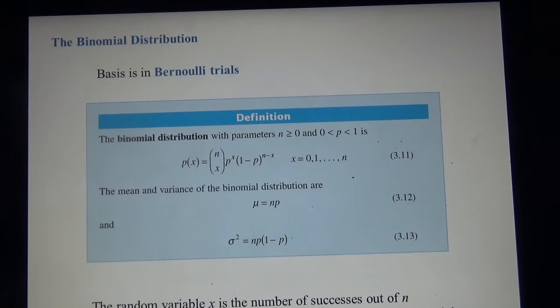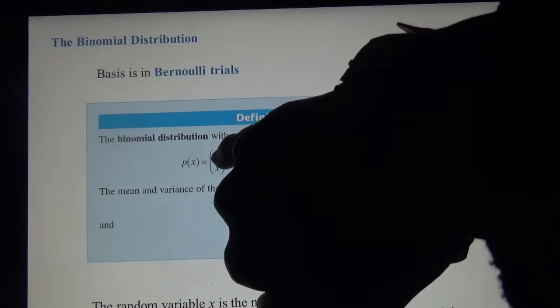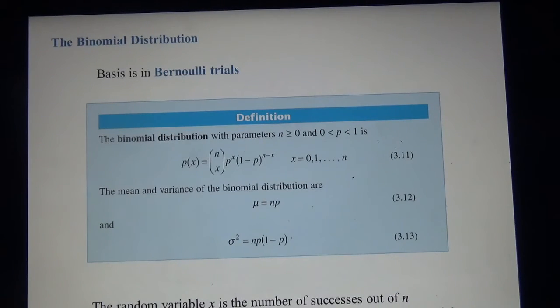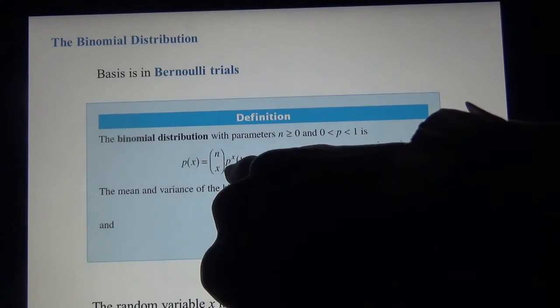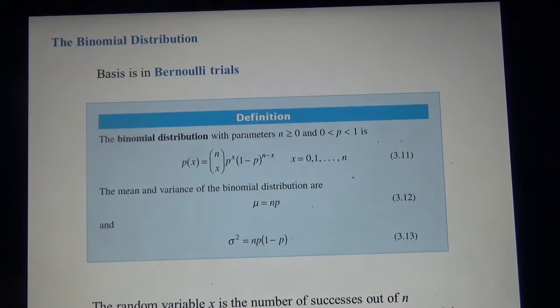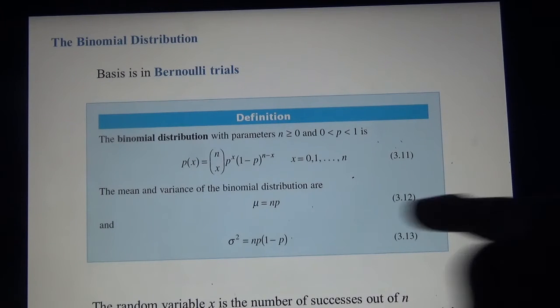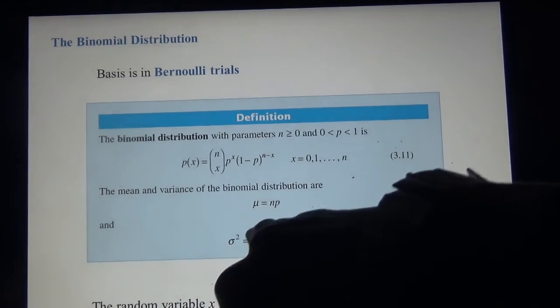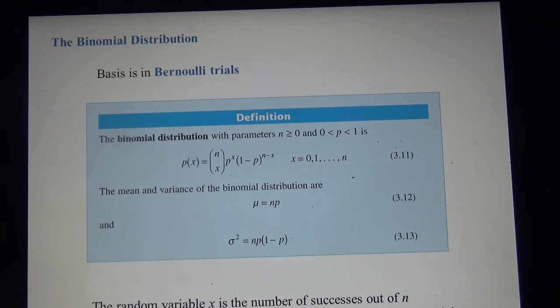The second one is the binomial distribution. After the hypergeometric distribution, we move on to the binomial distribution, where we take n samples with x defaults. P is the probability of having a default, and 1 minus P is the probability of not having a default. The average for the population is n times P, and the variance is n times P times 1 minus P.